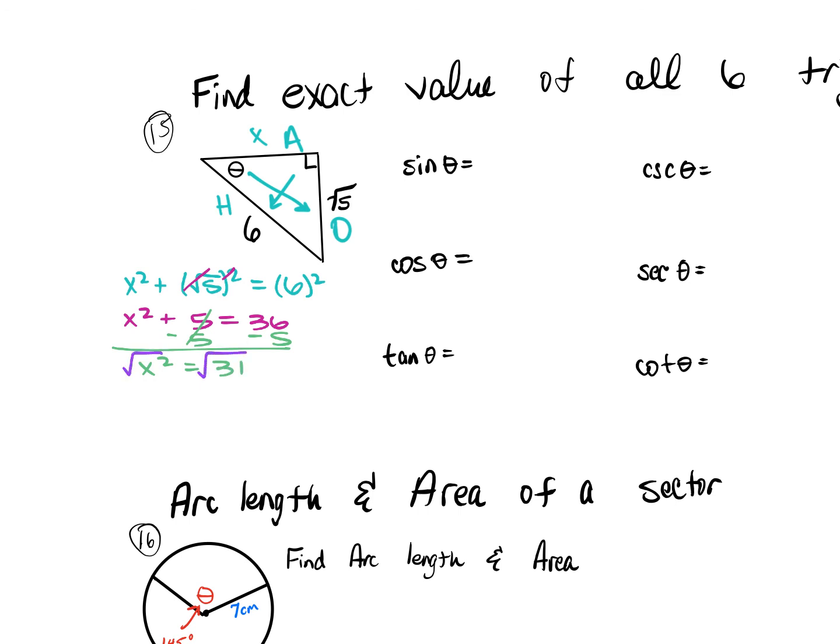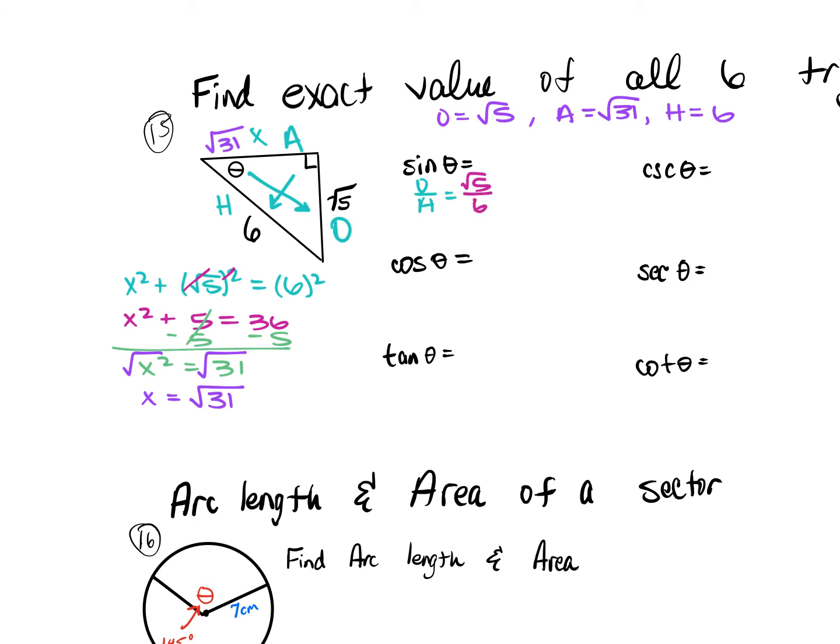Take the square root of both sides. Even though you're working with an equation, you're dealing with radicals. Side lengths are positive, so it's just going to be the positive square root of 31. So your opposite is the square root of 5, your adjacent is the square root of 31, and your hypotenuse is 6. Your sine is opposite over hypotenuse. So that's going to give us the square root of 5 over 6.